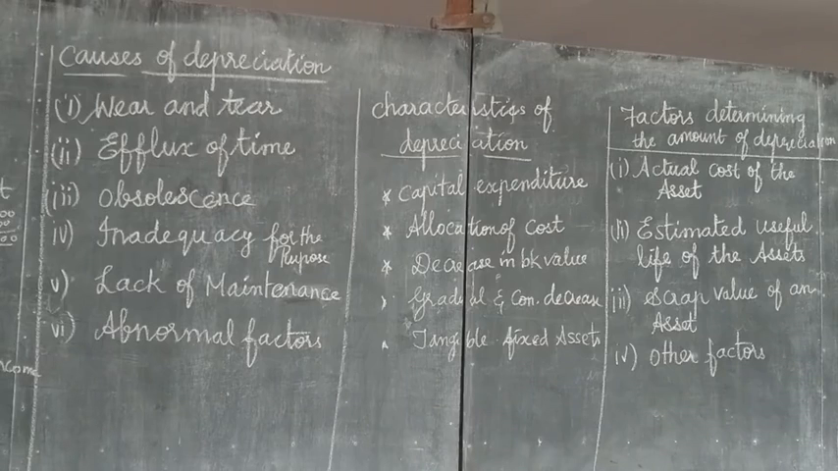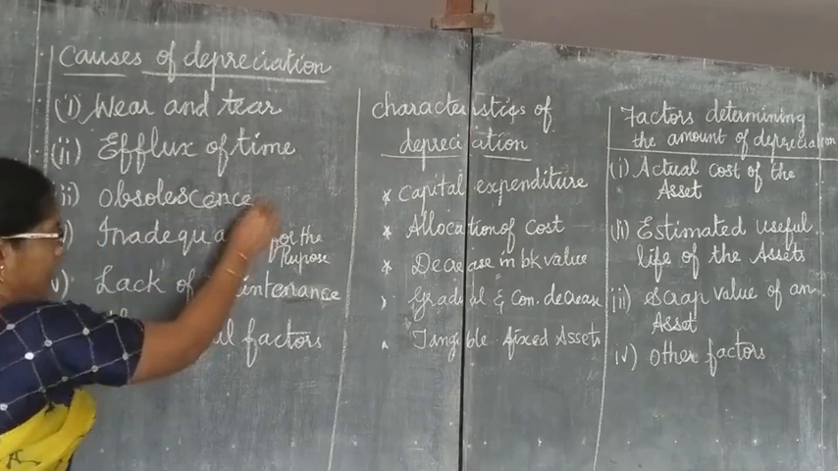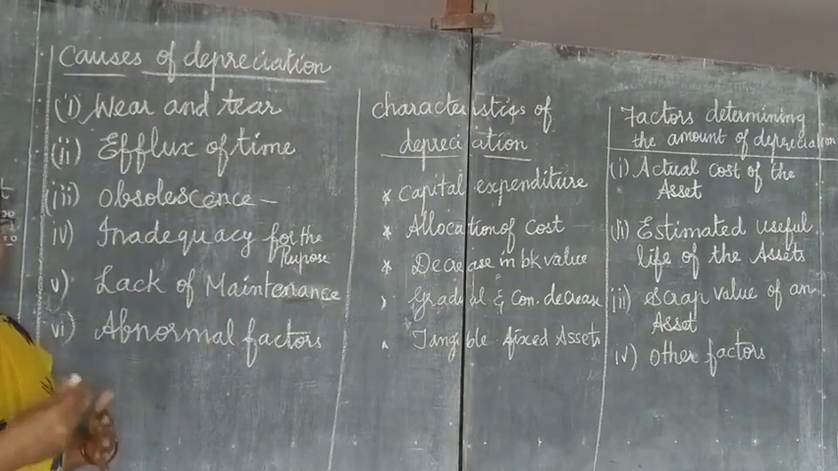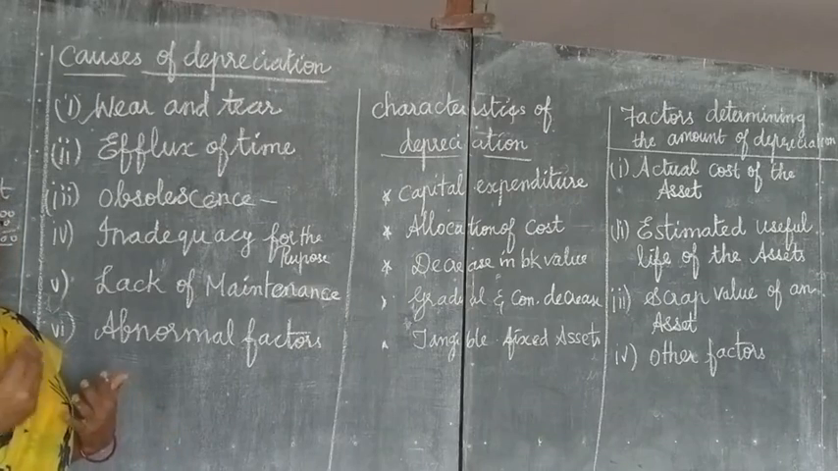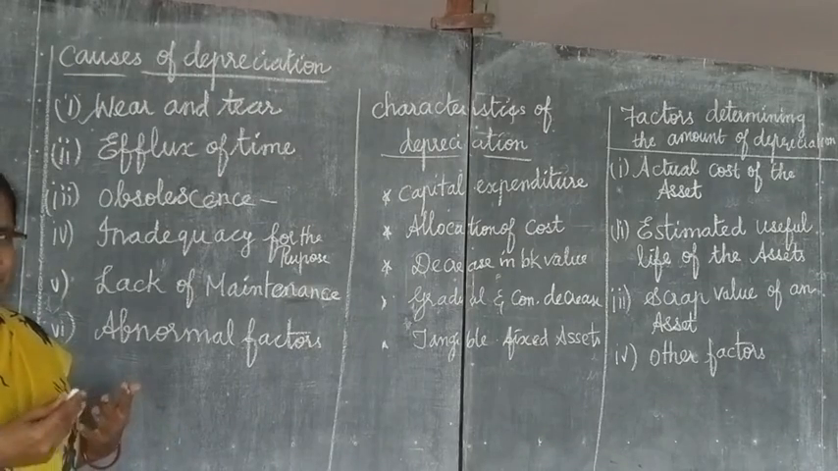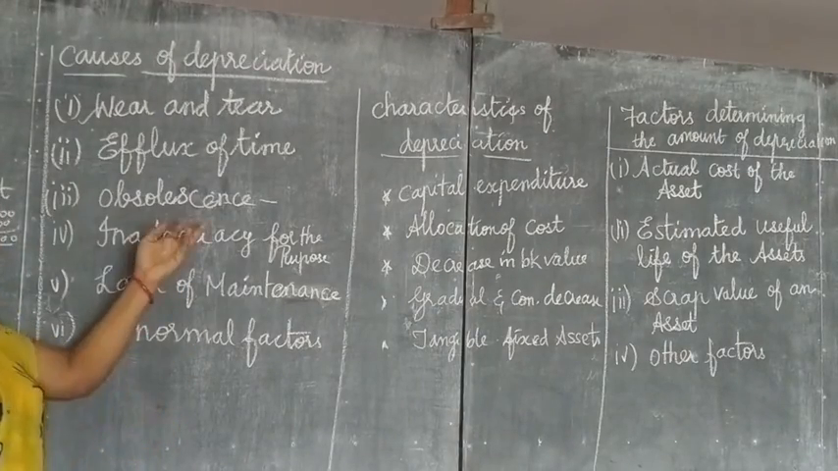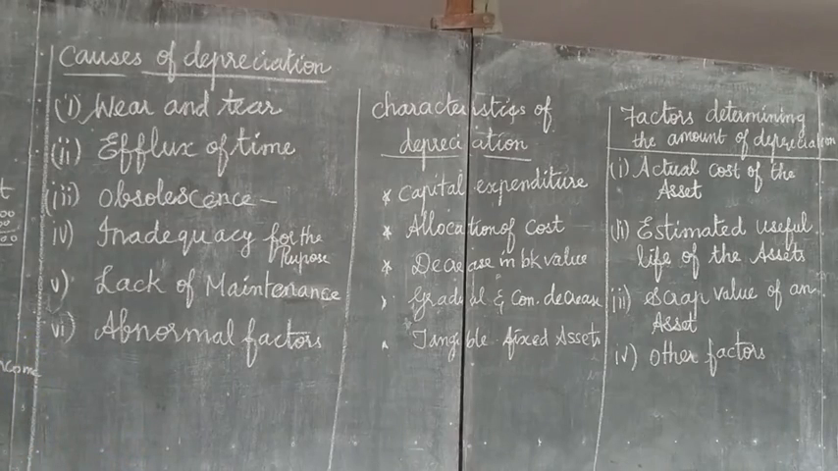Then obsolescence also. It is a reduction in the value of an asset as a result of the availability of an updated alternative asset. See, nowadays we are using a lot of new methods, new laptops, computers, tablets. So many new things we are using. Because of technology development, we are using new methods. So the old machine will become useless. That is obsolescence. This happens due to new invention and innovation.